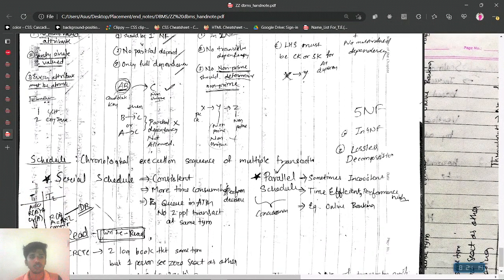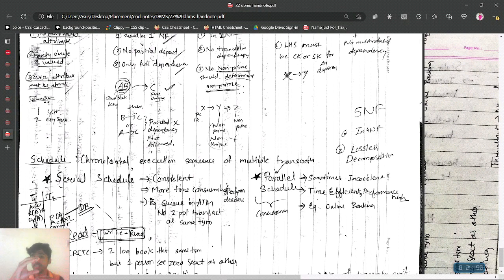Then comes the schedule. A schedule can be considered as a chronological sequence of multiple transactions, or a chronological execution of multiple transactions. There are two types: serial schedule as well as parallel schedule. Serial schedule is consistent. We can consider it as the first process will start and it will end.